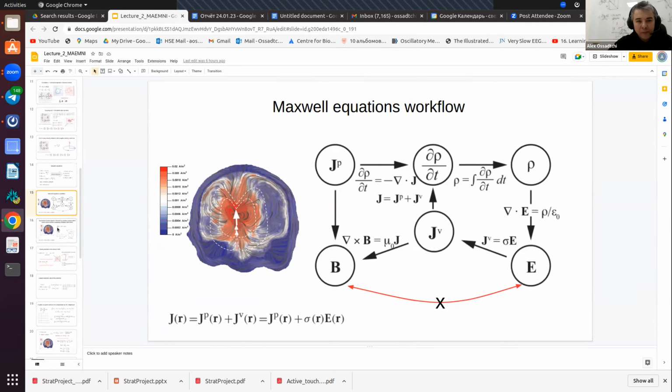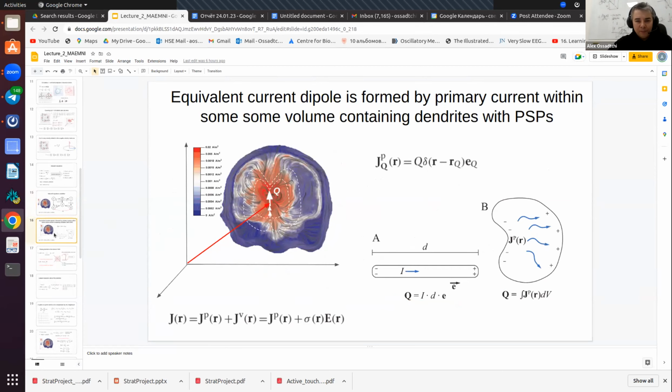Okay, so now we sometimes will be using current or current density, or sometimes we'll be talking about the current dipole. The current dipole is the quantity that is created by the current flowing along some distance d, right? And so the longer it is, the stronger the current dipole is.